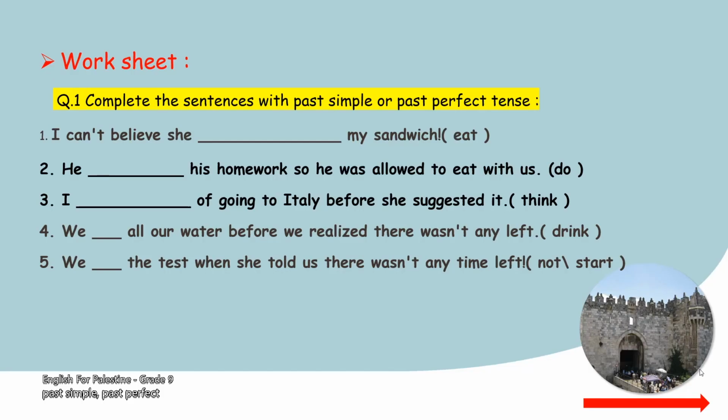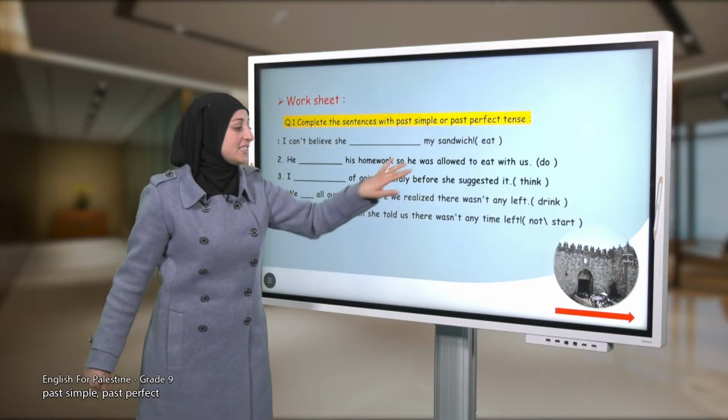Question number 1. Complete the sentences with past simple or past perfect tense. Number 1, I can't believe she, my sandwich, eat. Number 2, he, his homework, so he was allowed to eat with us, do. Number 3, I, of going to Italy before she suggested it, think. Number 4, we, all our water before we realized there wasn't any left, drink. Number 5, we, the test, when she told us there wasn't any time left, not start. You have to negate in this sentence.